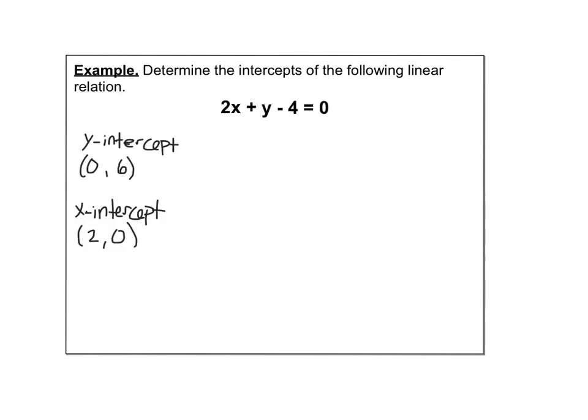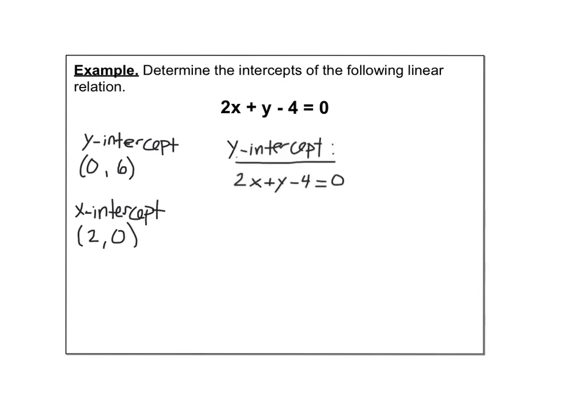So recall from our example above, our y-intercept had a coordinate of 0, 6, which means that when the x value is equal to 0, the y value is equal to 6. Same thing is true for the x-intercept, but the opposite. When the y value is 0, our x value is 2. So what we're going to do is use that information to solve for our x and y variables.